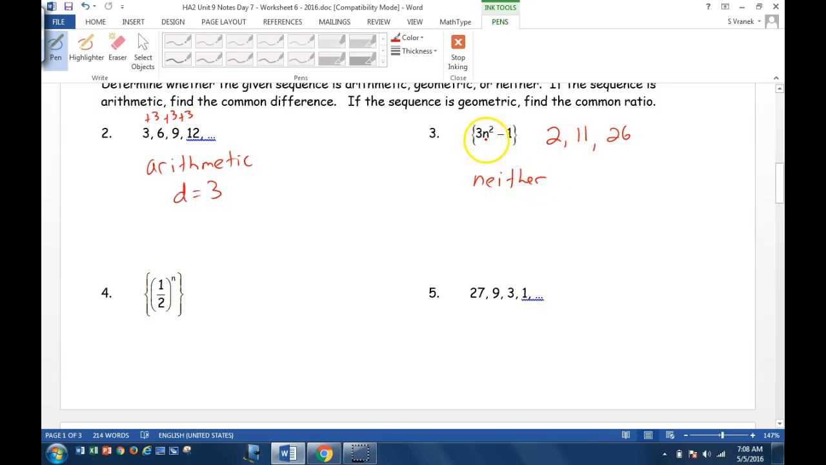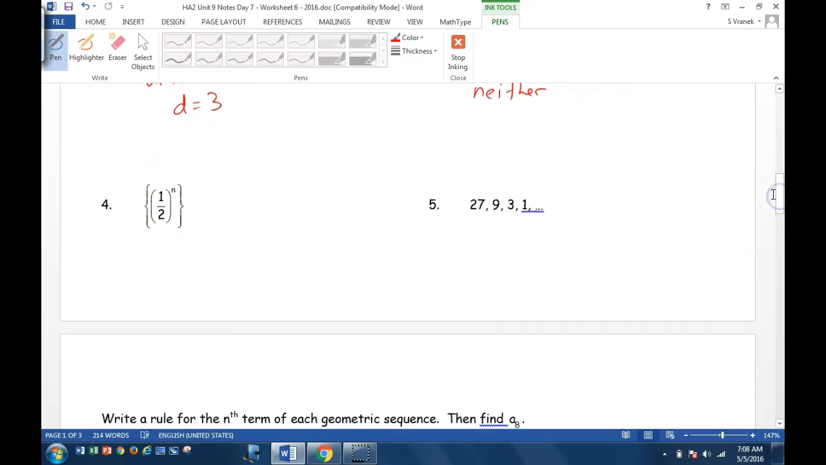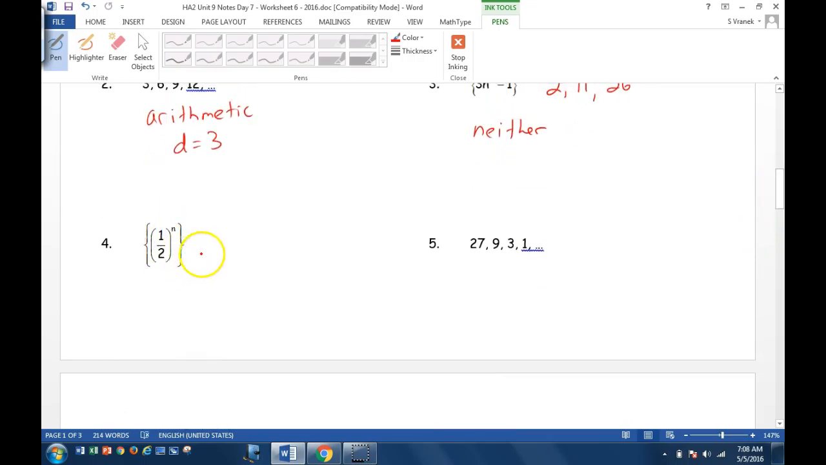Usually when you have the n being squared itself, that's not geometric. What is geometric is when you have a number raised to the n, like this. So this is geometric, because what happens is we have 1/2, then 1/4, then 1/8. Okay, so it's geometric. And what's happening is we're multiplying by 1/2 every time. 1/2 times 1/2 is 1/4, times 1/2 is 1/8.